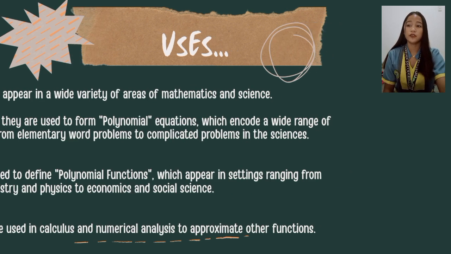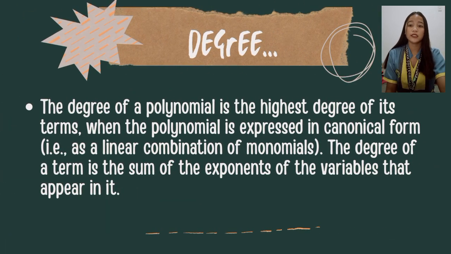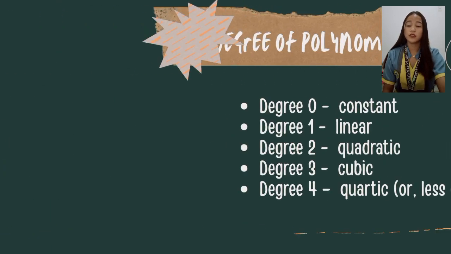And the next is degree. The degree of a polynomial is the highest degree of its terms. When the polynomial is expressed in canonical form as a linear combination of monomials, the degree of a term is the sum of the exponents of the variables that appear in it. So when we say degree, this is the highest or the greatest power of the variable in a polynomial equation. The degree indicates the highest exponential power in the polynomial, ignoring the coefficients.